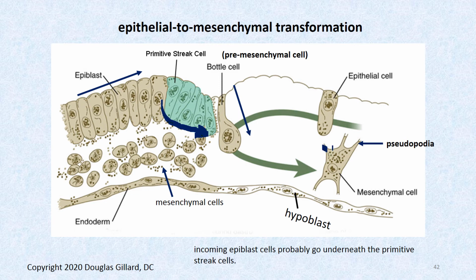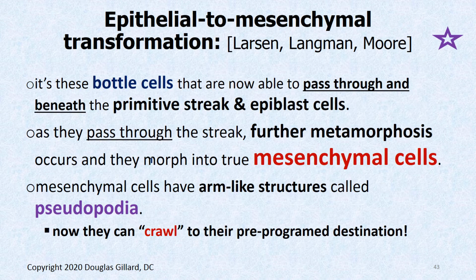Mesenchymal cells have pseudopodia, little arms that move, and this can crawl its way between the... look at all these, they didn't draw them all correctly, but these are all mesenchymal cells that are crawling their way between the ectoderm and endoderm and forming a new layer of cells, and that's the mesoderm here. Okay, so that's really important.